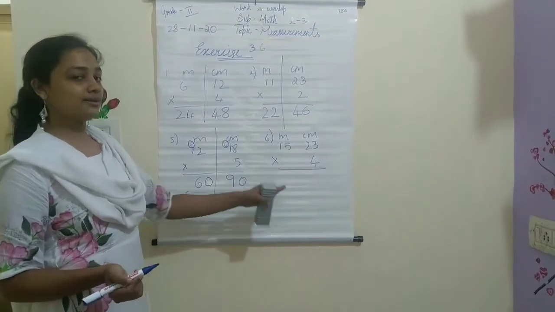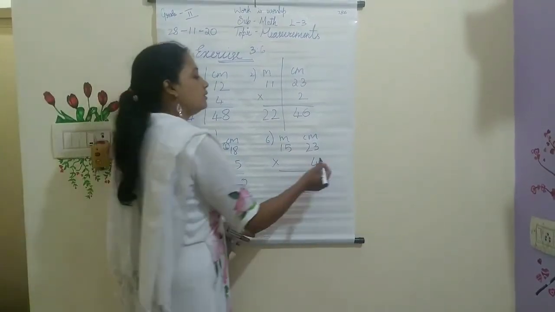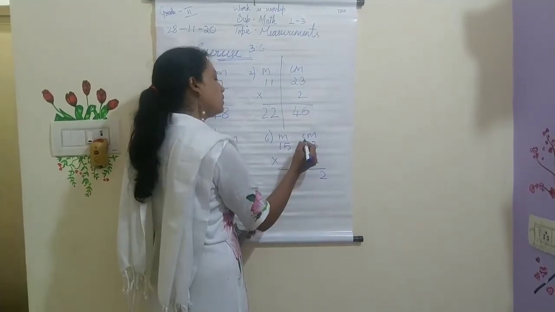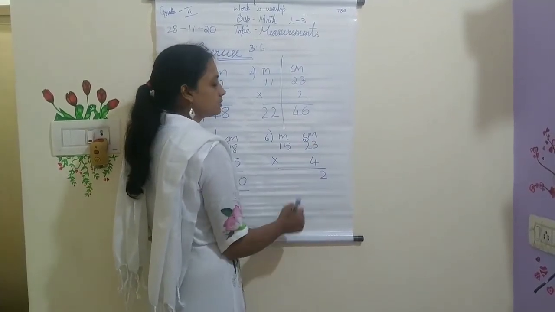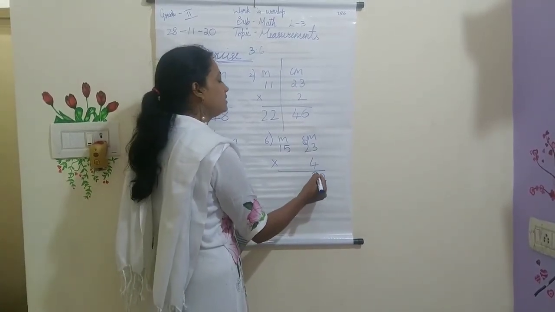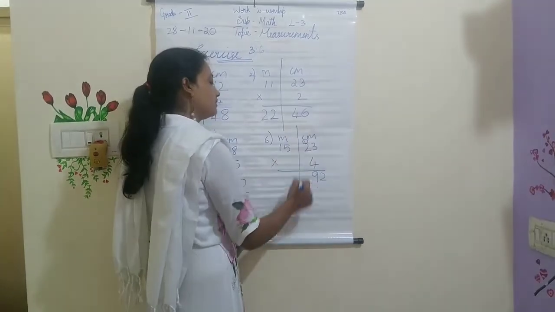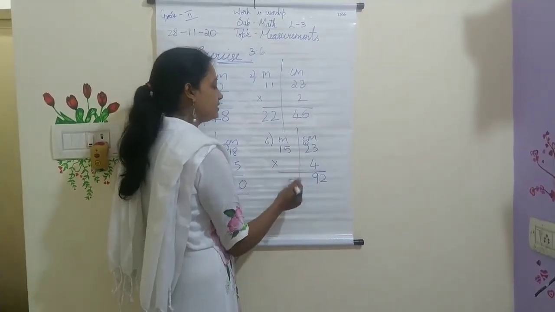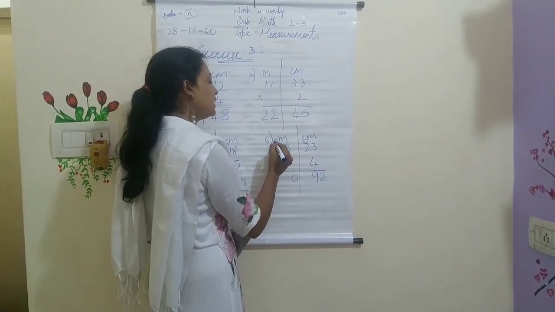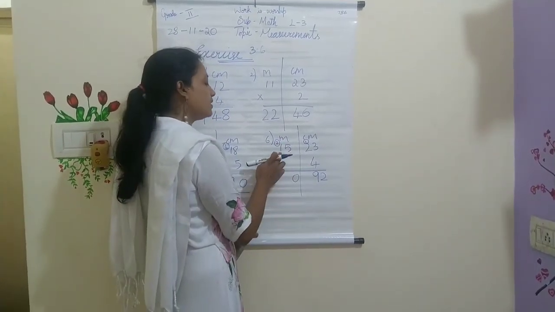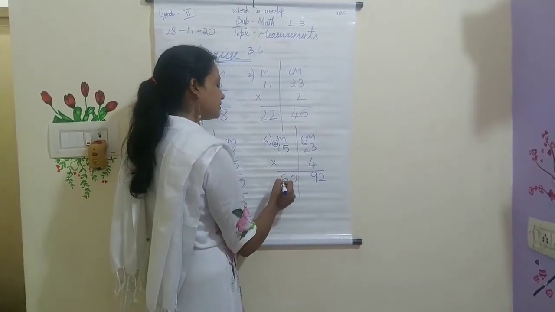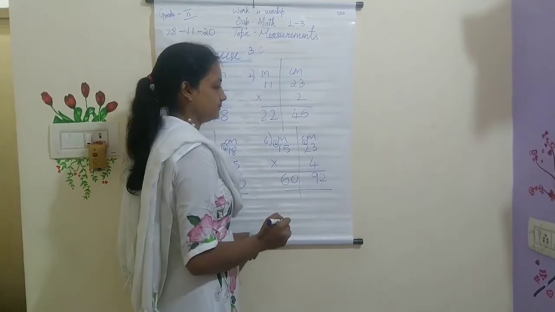Let's go for the last sum, sixth one. 4 3s are 12, 2, 1 carry. 4 2s are 8 plus 1, 9. 4 5s are 20, so 0 here, 2 carry. 4 1s are 4 plus 2, 6. So this is the answer.